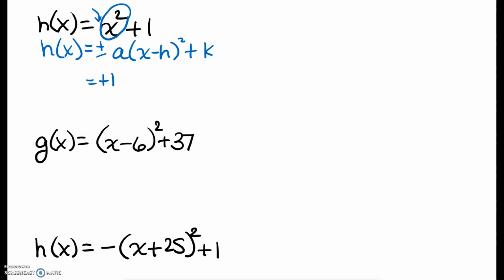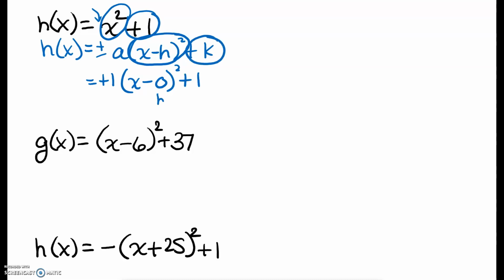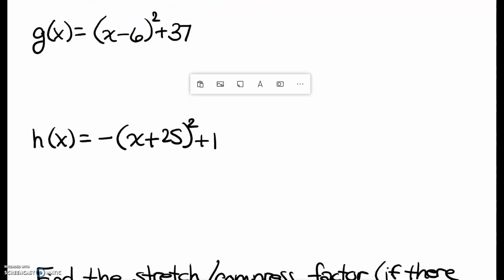Here is my squared term, and we'll compare it against that. There's nothing being subtracted from it before it's being squared, so it's a minus 0. I'm adding a 1 at the end. So this is h and this is k. h equals 0, k equals 1. So my axis of symmetry has an equation of x equals h, or x equals 0.